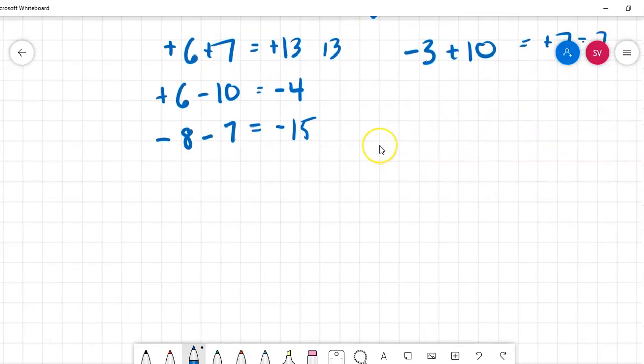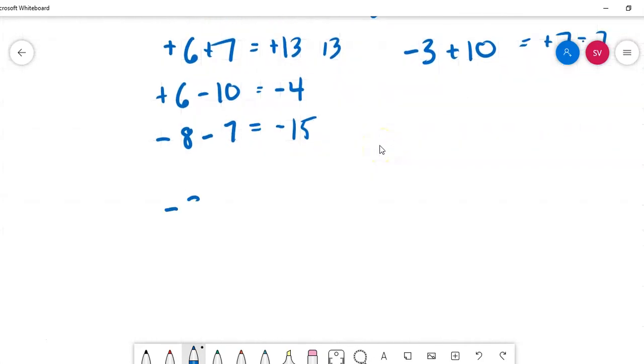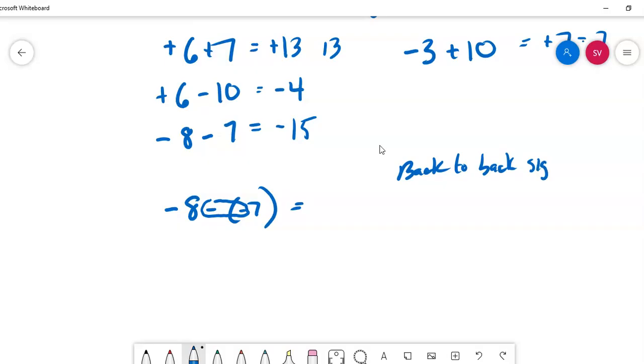And then let's take a look at back-to-back signs. There may be cases where you may see something like this. Before you try to solve the problem, try to determine what the net sign is. So this rule is for back-to-back signs, and for minus signs involved in multiplication or division.